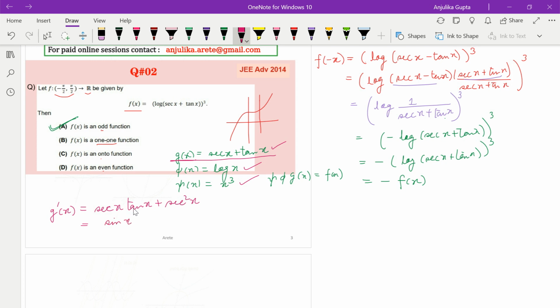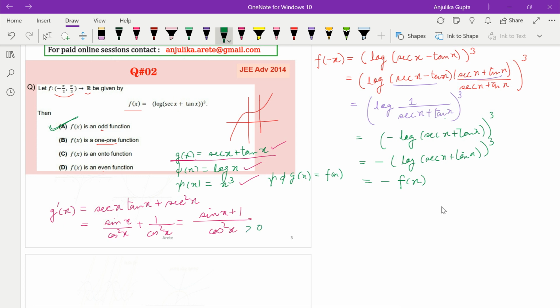So I get sine x, 1 over cos, and cos square x. Just look for yourself. If you're getting this, you're getting that. So what is happening now? It is secant x plus 1 upon cos square x. Is it positive? Yeah, because the denominator is all the time positive, right?